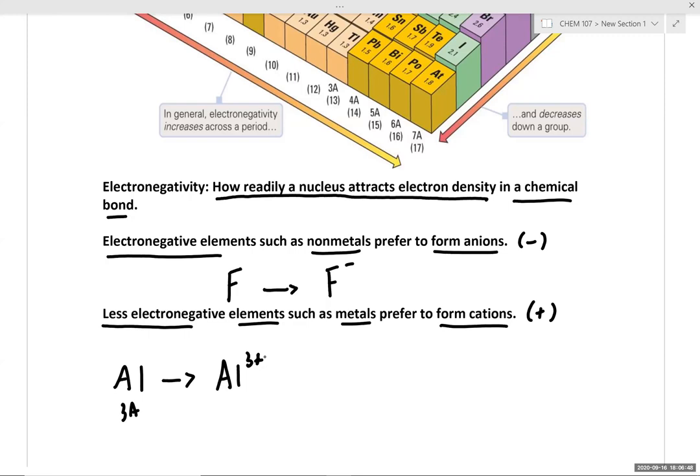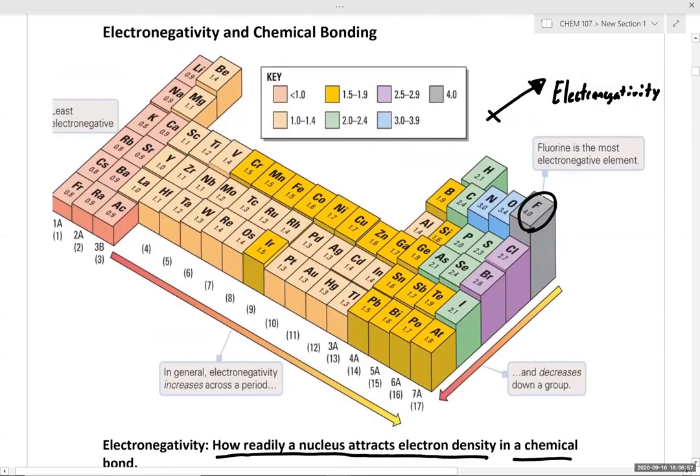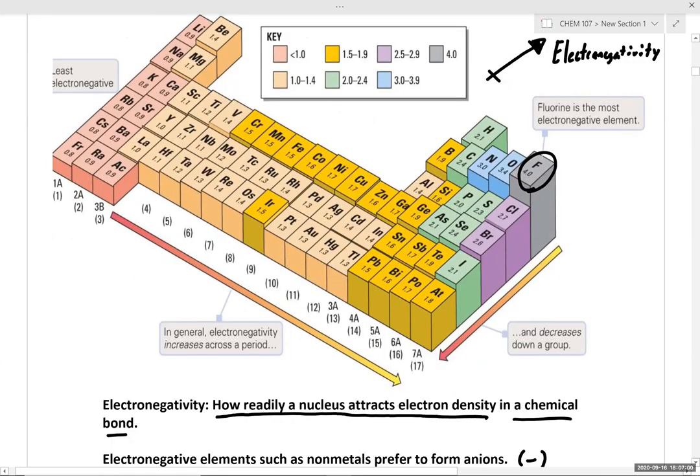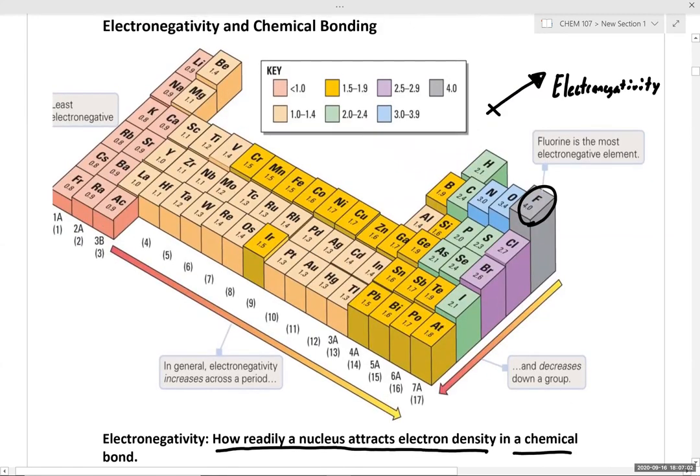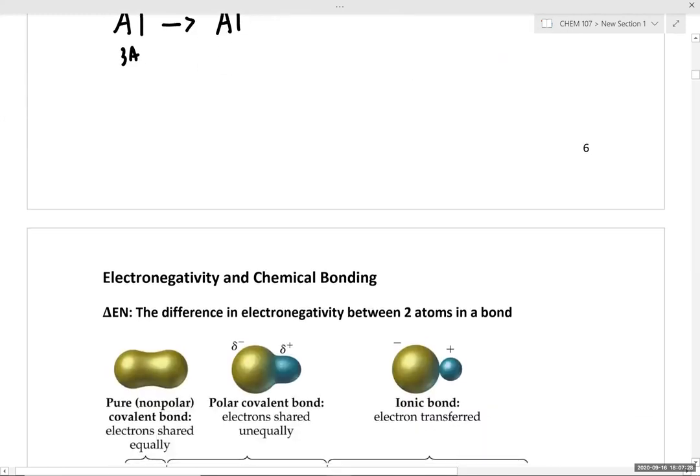Does this make sense to everyone so far? So you don't have to memorize the electronegativity table, but you should know the trend, that arrow that I've drawn. Any questions before we move on from this section? Okay, let's keep going.